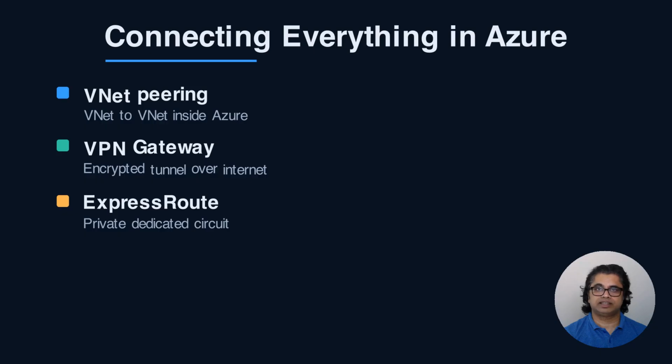By the end, you'll know exactly where peering stops, where the gateways begin, and how to pick between a VPN tunnel and ExpressRoute based on bandwidth, latency, and cost.